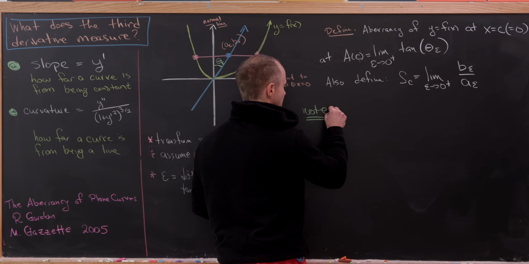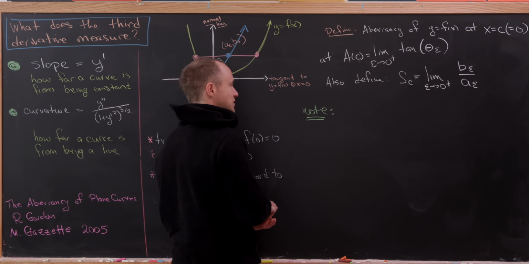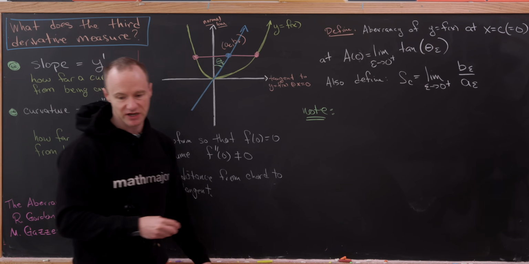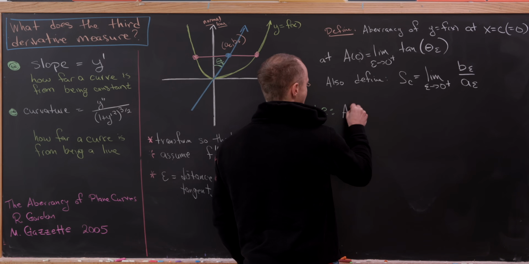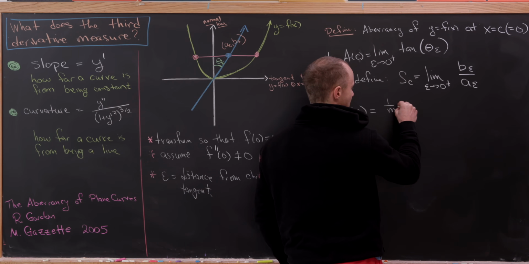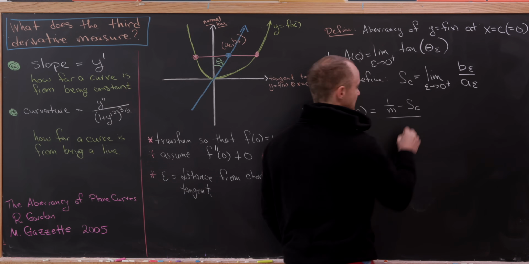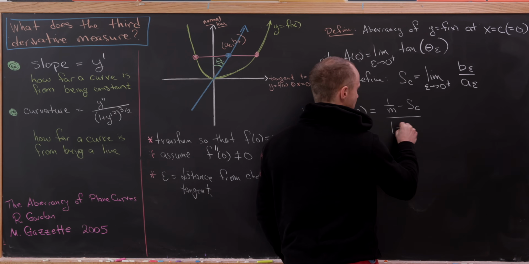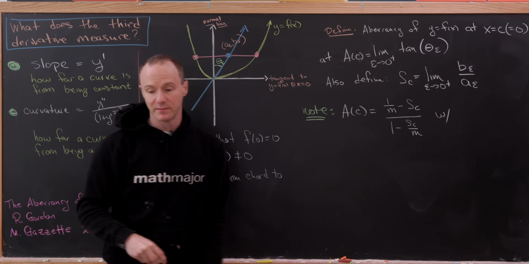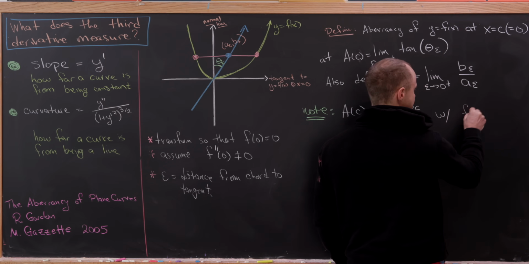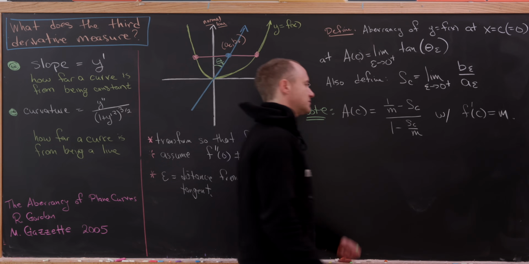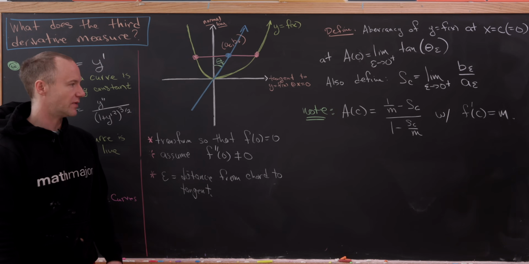And that would be the maybe translation between the aberrancy and then this SC type object. And it goes like this. So A of C can be calculated as 1 over m minus S sub C over 1 minus S sub C over m. And you might say, well, what is m here? Well, m is the slope of the tangent at C, which, in our case is 0 again.